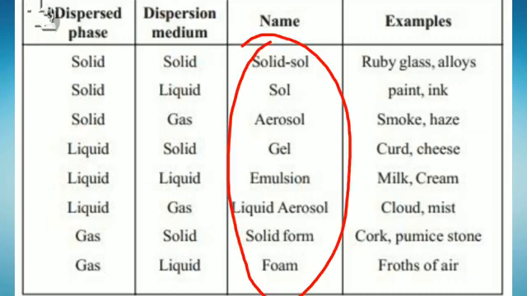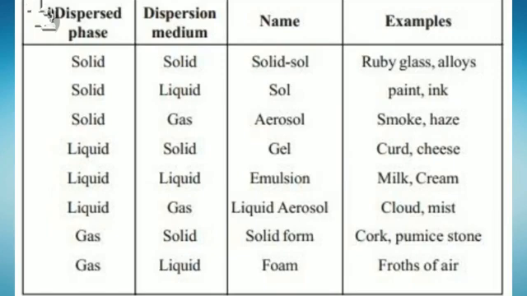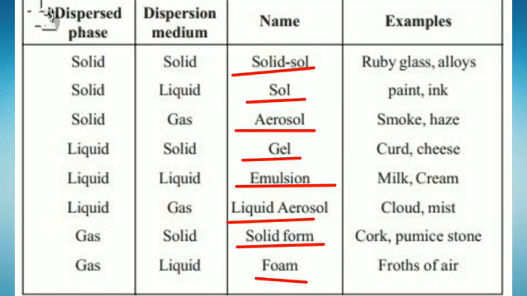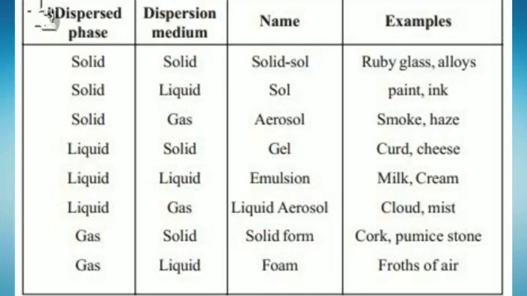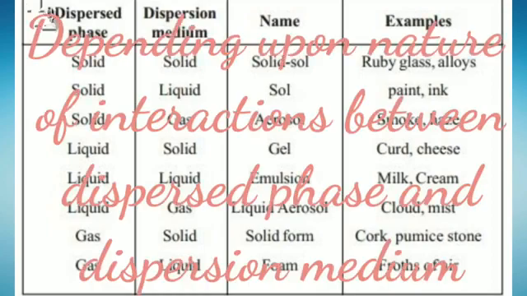Students, depending upon the physical state of dispersed phase and dispersion medium, whether these are solids, liquids or gases, 8 types of colloidal systems are possible. Like solid sol, aerosol, gel, emulsion, aerosol, solid sol and foam. Now students, it is clear from this table that many common commercial products and natural objects are colloids. For example, whipped cream is a colloidal system. Whipped cream is a foam, a gas dispersed in a liquid.